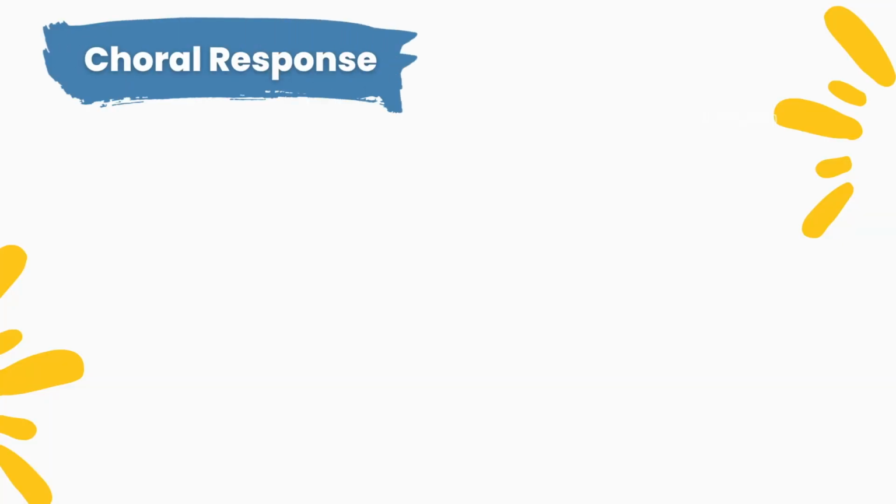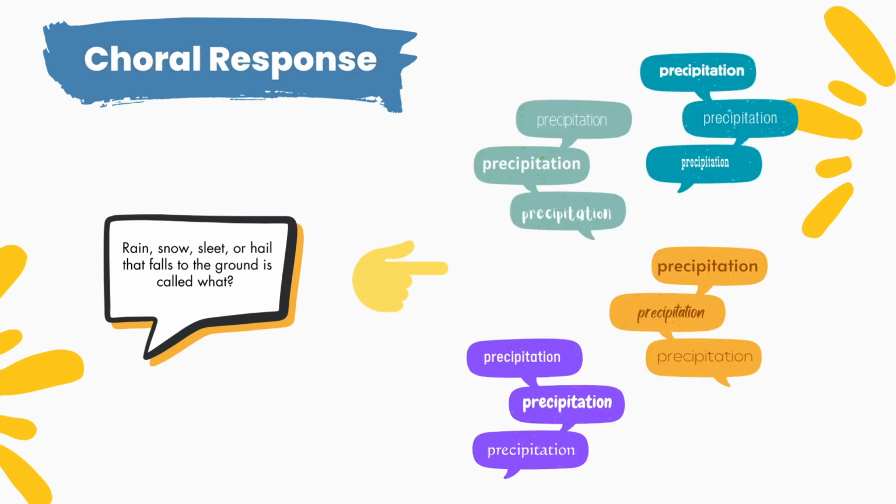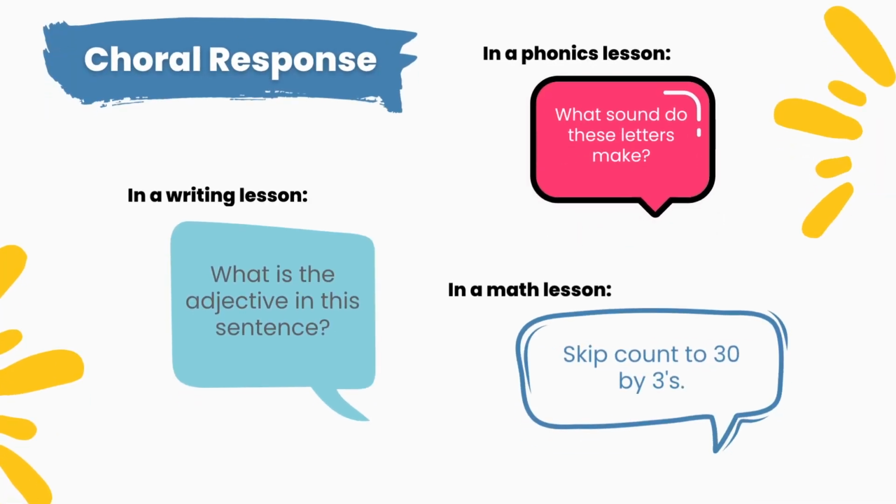The first option for a whole class TDOTR is having all students answer chorally. After a prompt or question, give students a signal that lets them know when to respond, such as pointing to the class. The answer to a choral question should be a specific word or short phrase. Here are some more examples of what choral TDOTRs might look like.